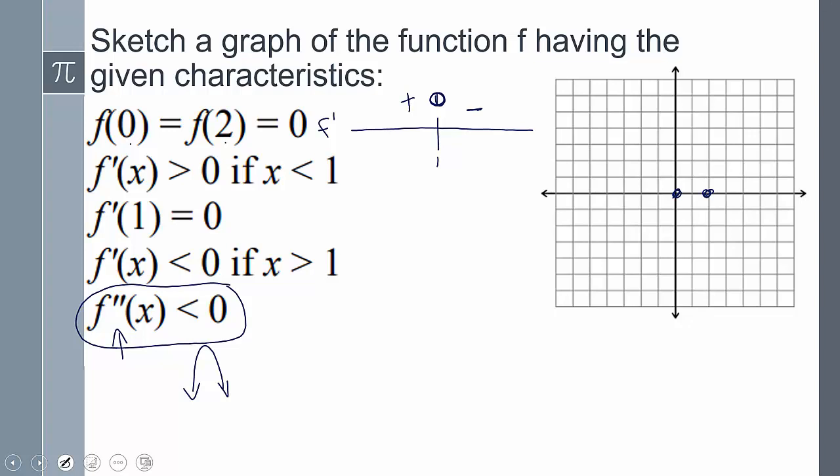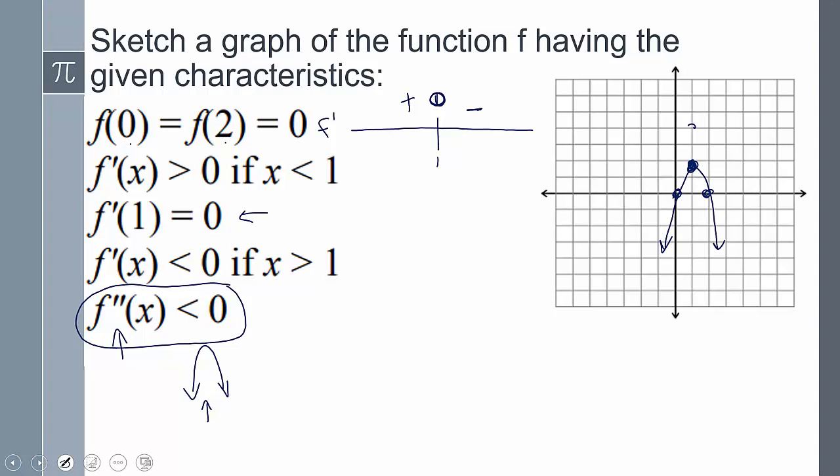It doesn't really tell me anything about the y value, so I have some arbitrary y value here. I know that at 1 is where it changes slope because my first derivative is 0, but it doesn't tell me how high or how low that is. I just know that it's concave downward, so it has to be above my zeros. Something like that. If you drew it up here and then drew the slope down, that's okay.